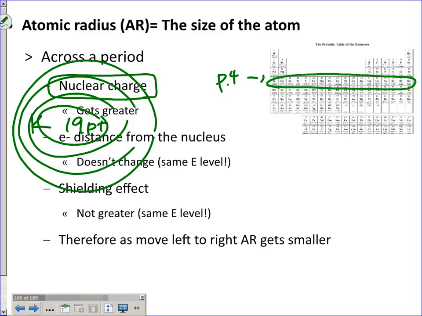How many protons does bromine have? Bromine. 19 to 35. Okay, so there's 35 protons. How many energy levels does bromine have? 4. Why? We're in the same period. Okay, 4 energy levels, 4 energy levels.